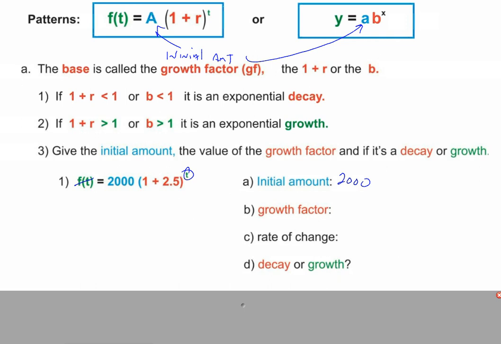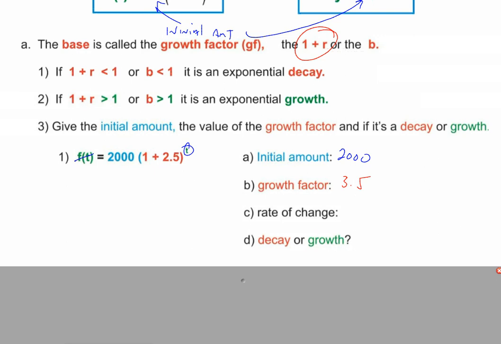All right, so think for a second. For example, the growth factor is 3.5. How did you get that? 1 plus r. It's the whole base, whatever the whole value of the base is. 1 plus 2.5 is 3.5.